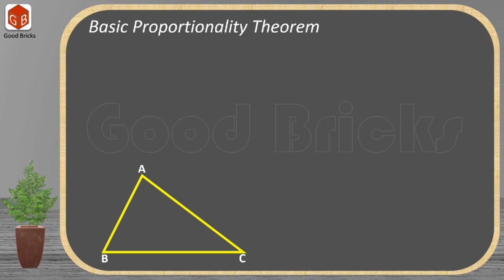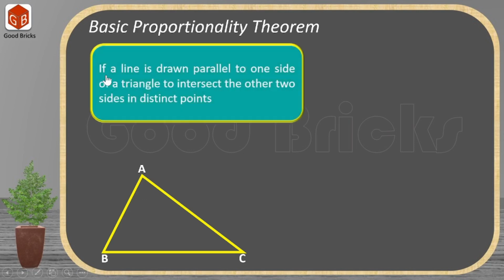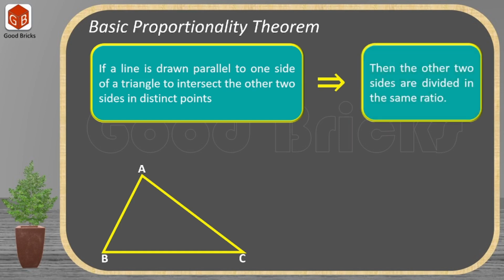So let us now discuss our first bullet point or key concept. What is that? Basic proportionality theorem. As per this theorem, if a line is drawn parallel to one side of a triangle to intersect the other two sides in distinct points, then what happens? The other two sides are divided in the same ratio.